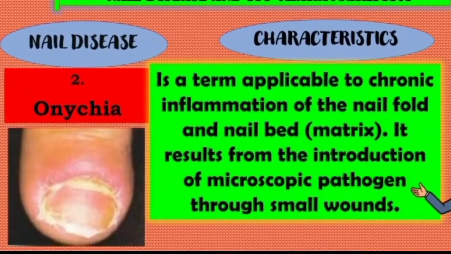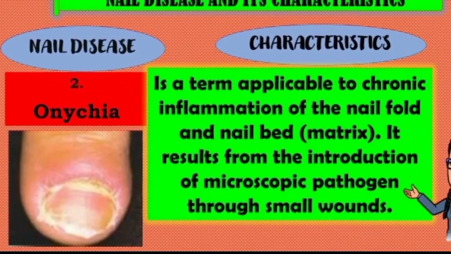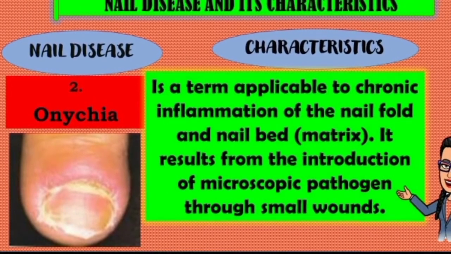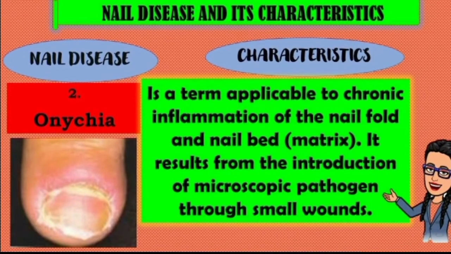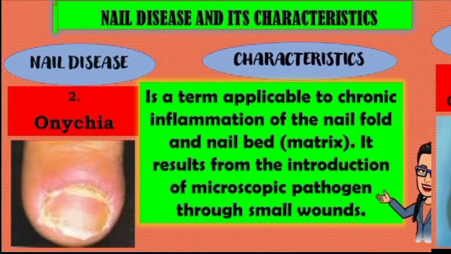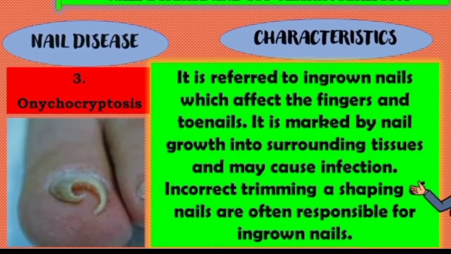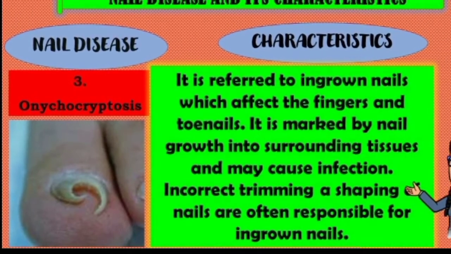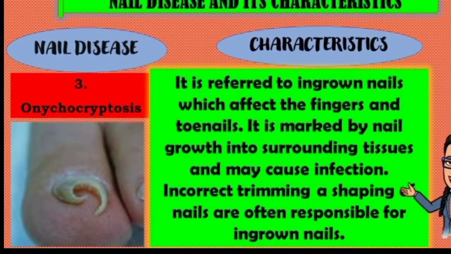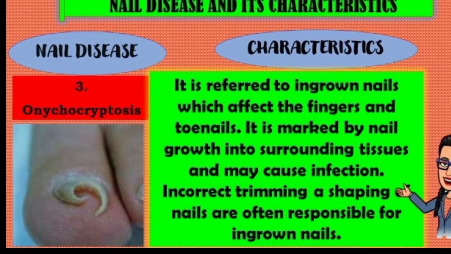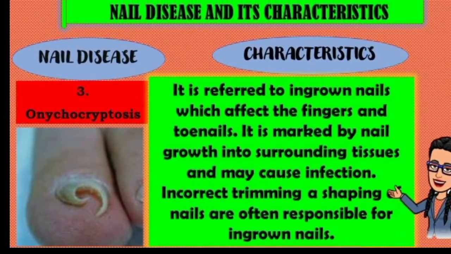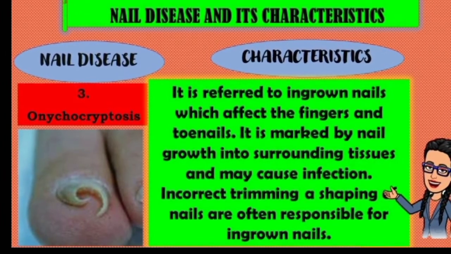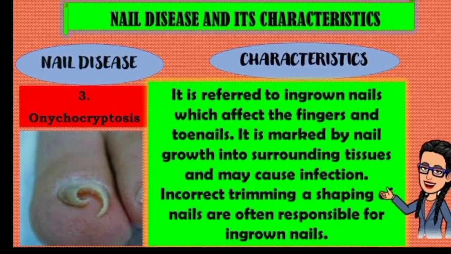Onychia. It is a term applicable to chronic inflammation of the nail fold and nail bed. It results from the introduction of microscopic pathogens through small wounds. Onychocryptosis. It is referred to as ingrown nails which affect the fingers and toenails. It is marked by nail growth into surrounding tissues and may cause infection. Incorrect trimming or shaping of nails is often responsible for ingrown nails.